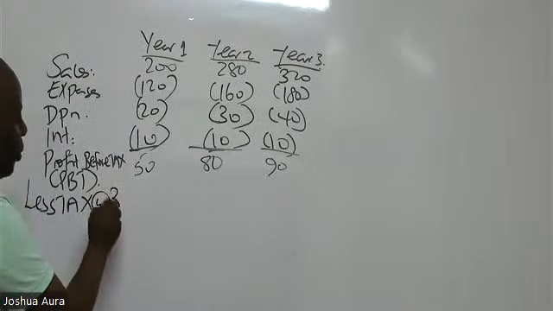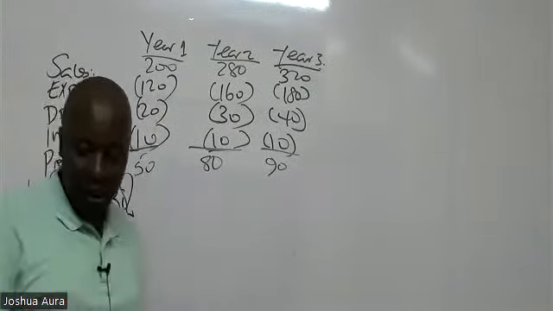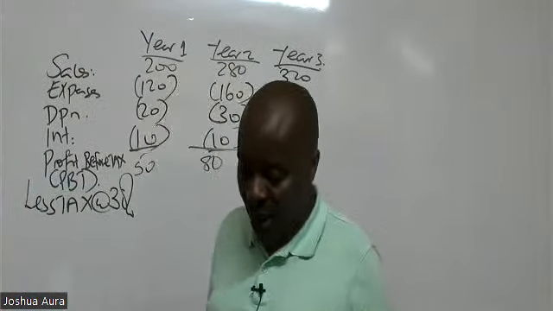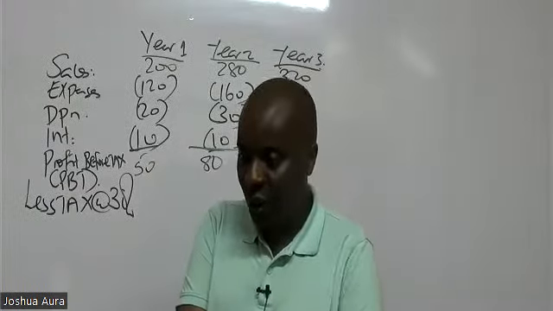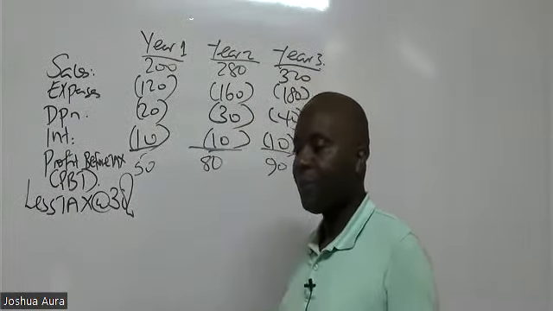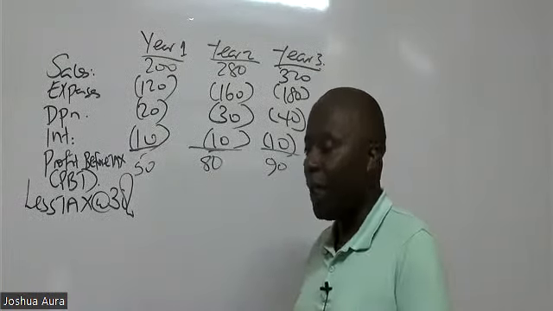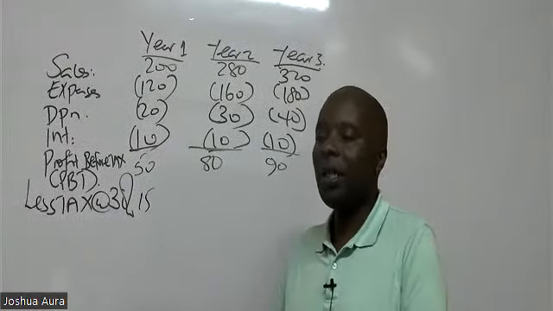Have they given us the rate of tax? Oh, yes. They have told us tax is 30%. So could you kindly give me 30% of this figure? 30% of 50. This gives me 15. 30% of 80.